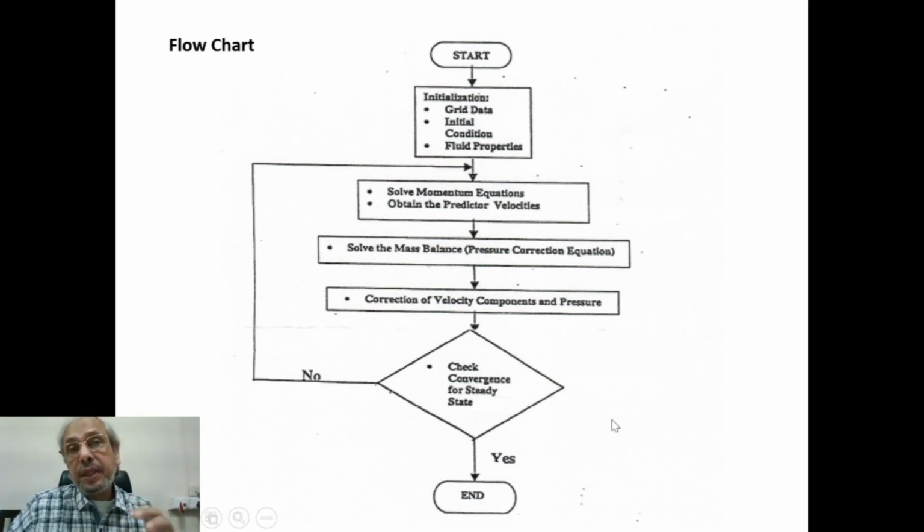And having obtained the steady state velocity field, or dynamically steady velocity field, then for unsteady flows we have to calculate the average velocities, and with those average velocities, or with the final steady state velocities, we have to go for solving the energy equation for finding out the temperature field in the domain.